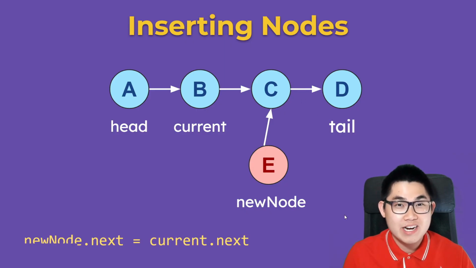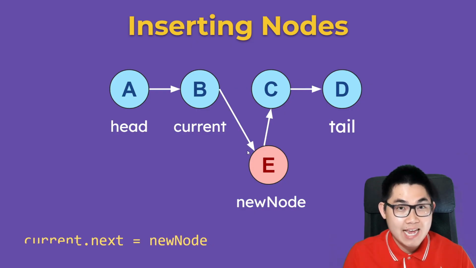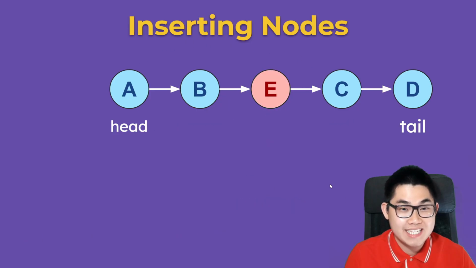And we're ready for the last step. We no longer want B to point to C. Instead, we want B to point to E. So that's what we need to do. And the line of code to do that is current.next will now point to new node. So this diagram is really the same as this one. And now, as you can see, E is at index 2.